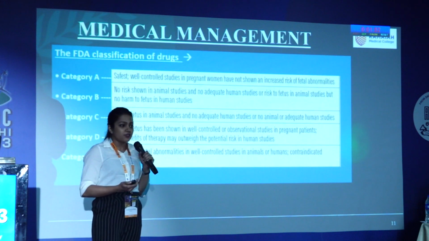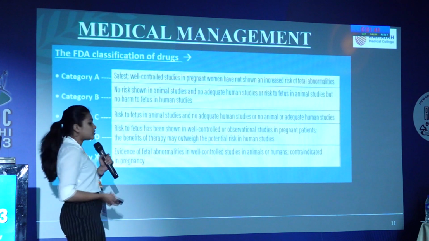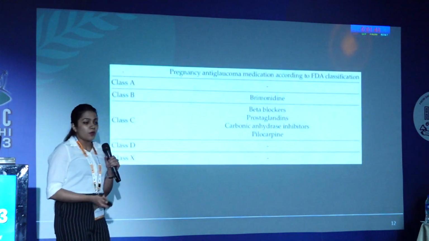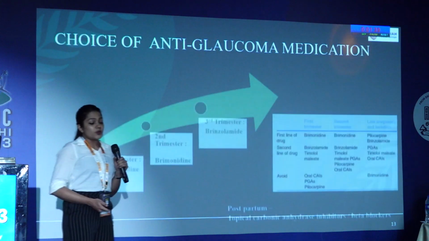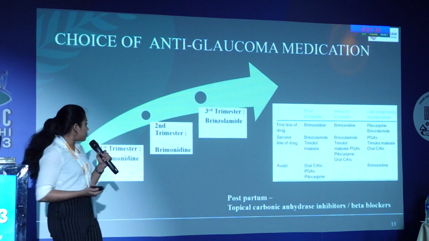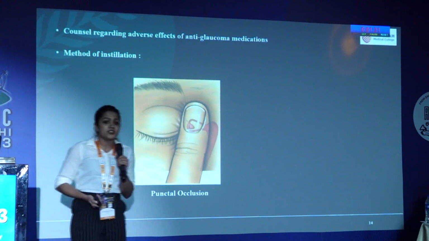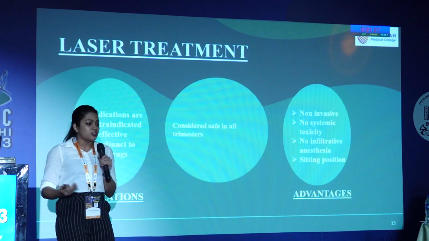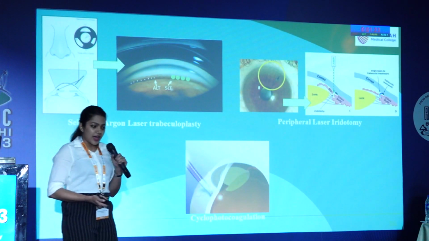The FDA has classified drugs based on their safety profile in pregnancy as category A to X, X being lethal. The safest drug is brimonidine, and the remaining anti-glaucoma medications belong to class C. In the first 2 trimesters, we prescribe brimonidine, and we switch to brinzolamide in the 3rd trimester. Punctal occlusion is advised to reduce systemic absorption. Laser treatment is preferred in all the trimesters, being safe. And these are the treatment modalities in laser that we have.